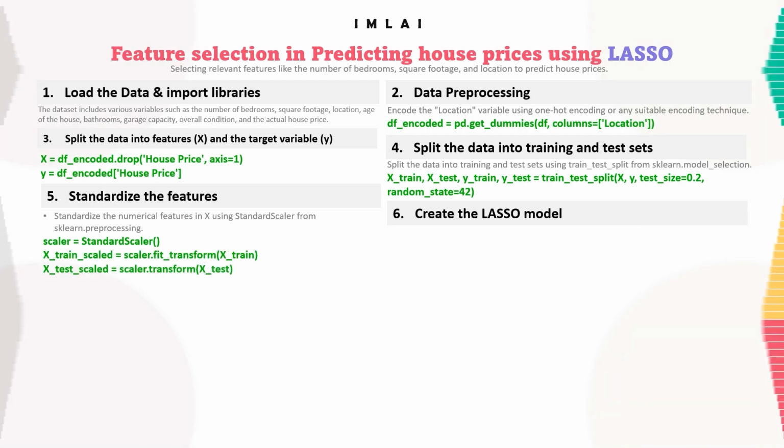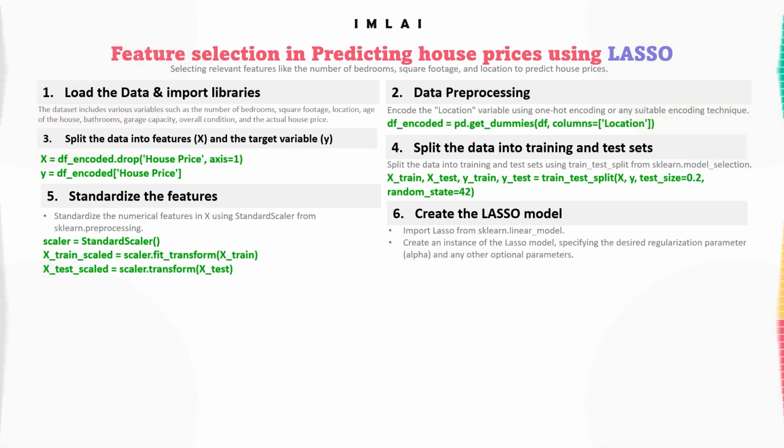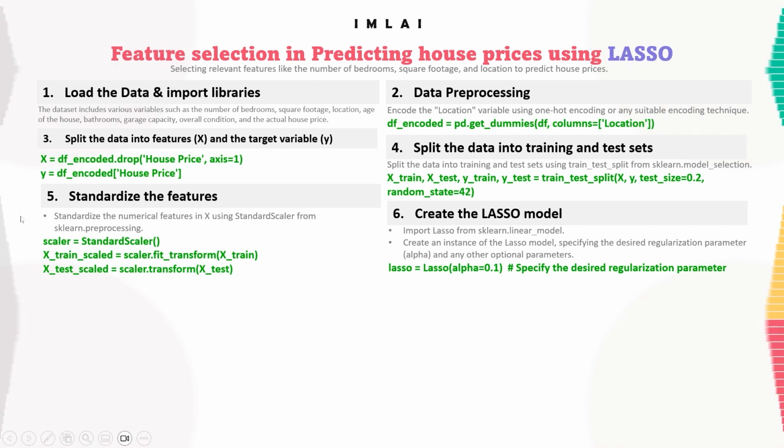Next, create the LASSO model, the crux of our learning. Import Lasso from the sklearn library, linear_model package. Then create an instance of the Lasso model, or object of the Lasso model, specifying the desired regularization parameter alpha and any other optional parameters if required, and that's what we are going to do.